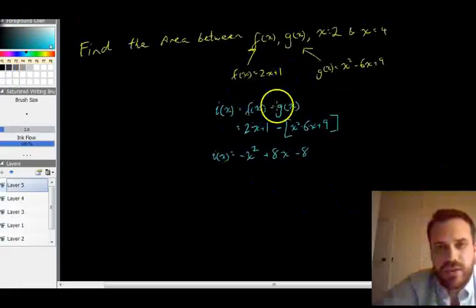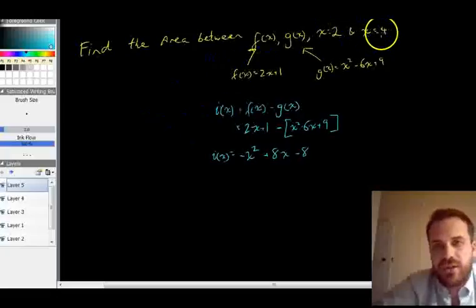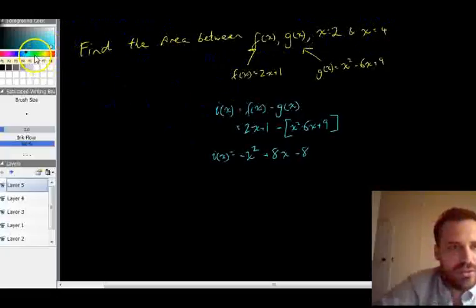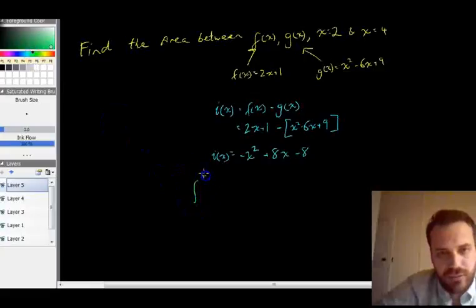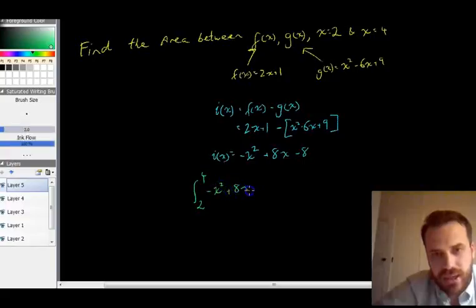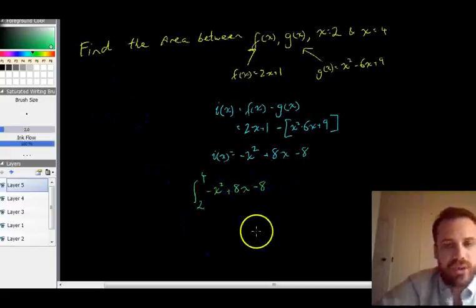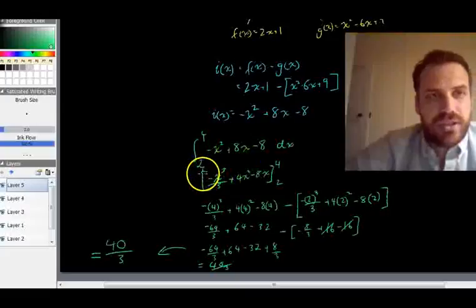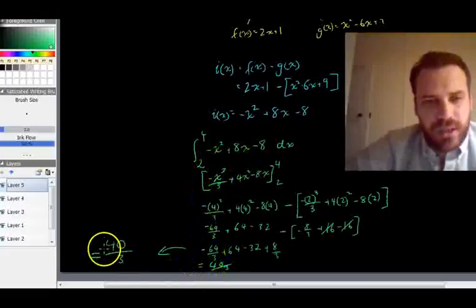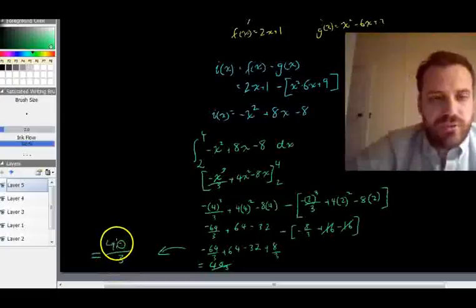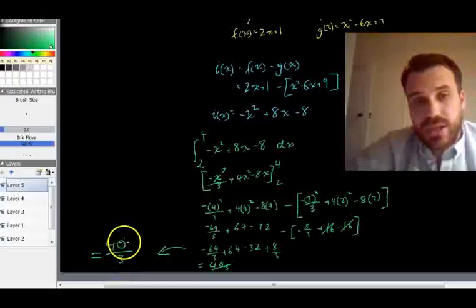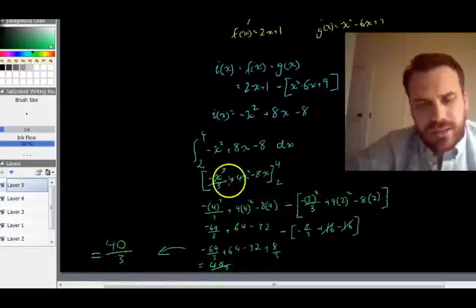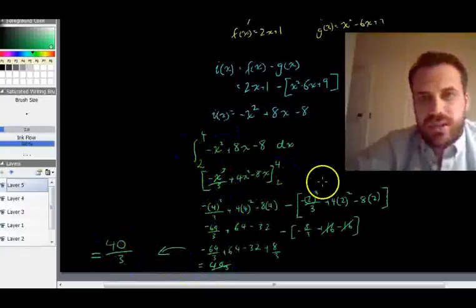Okay, so now that I know what f of x minus g of x is, if I want to find the area between 4 and 2, all I need to do is the integral between 4 and 2 of negative x squared plus 8x minus 8. Alright, I might knock that one out really quickly. You guys don't need to see me do that. Okay, a little bit of work off camera there, but you guys have integrated before, so you don't need to see all that. The answer is 40 over 3, so approximately 13.33.